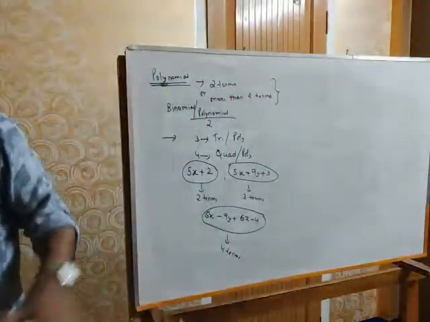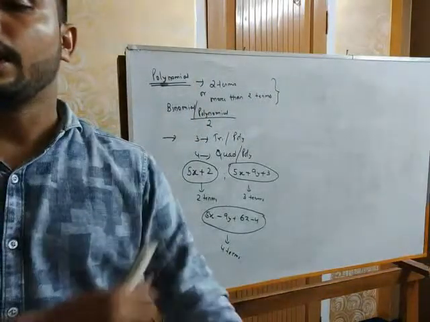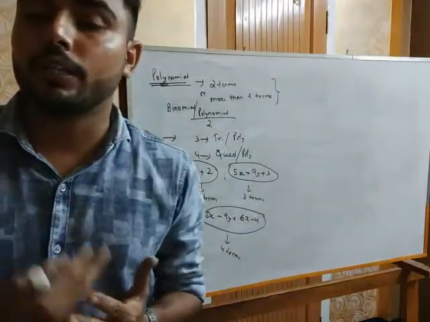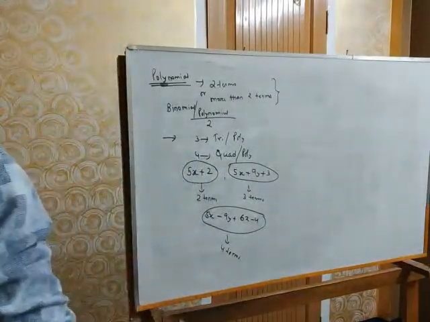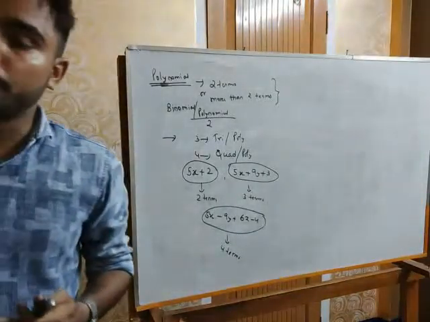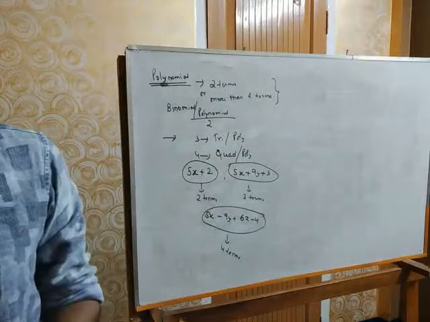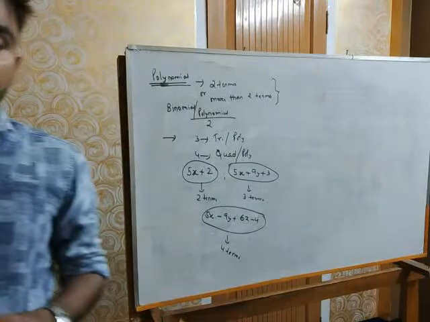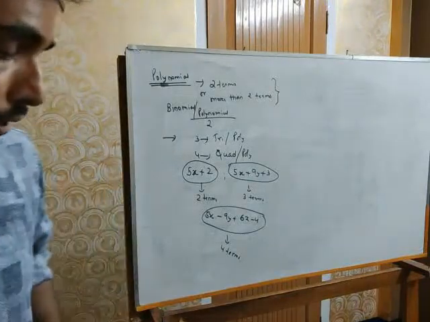So what we can conclude from this discussion is that binomial, trinomial and polynomial are all polynomials only. We can conclude that binomials and trinomials are also polynomials. Next topic will be zero polynomial.